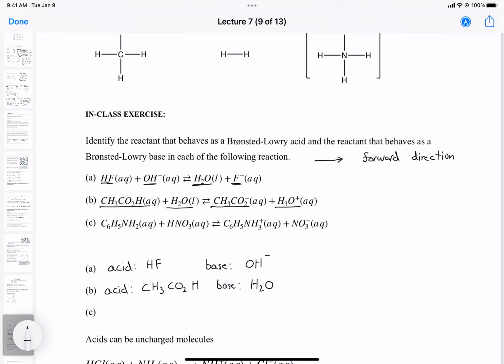All right, C here, it's a little bit tricky, I think. So here's one compound. Now let's look for this compound on the right side. Oh, and we see something pretty similar here.